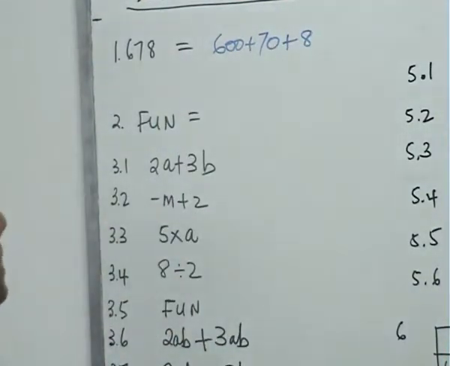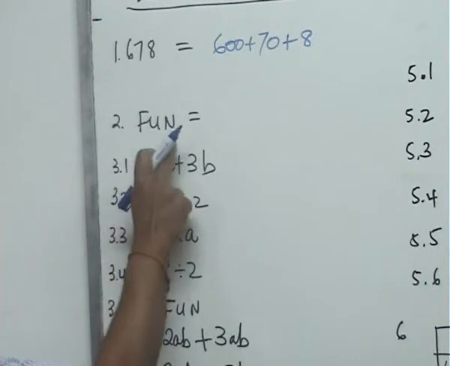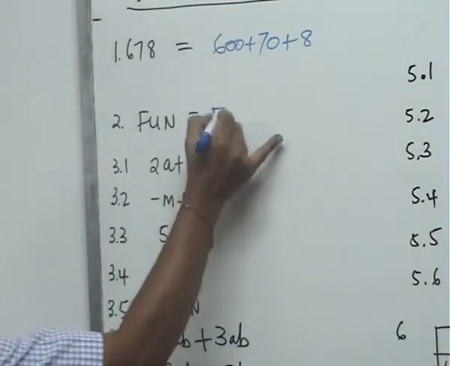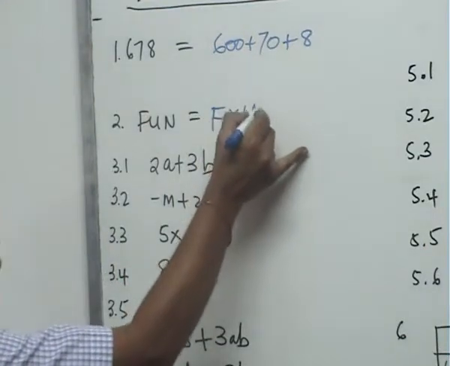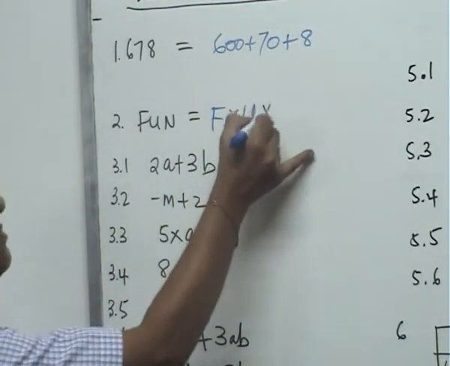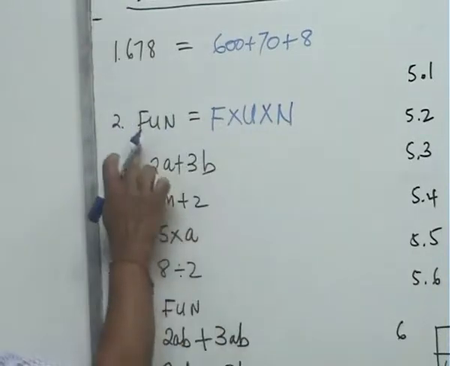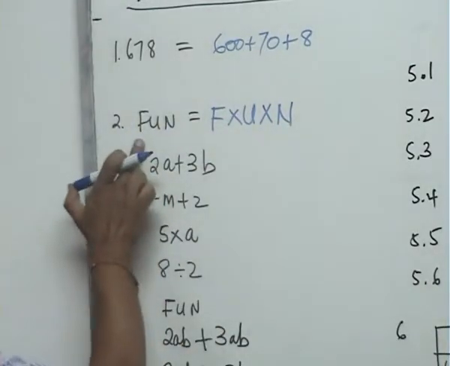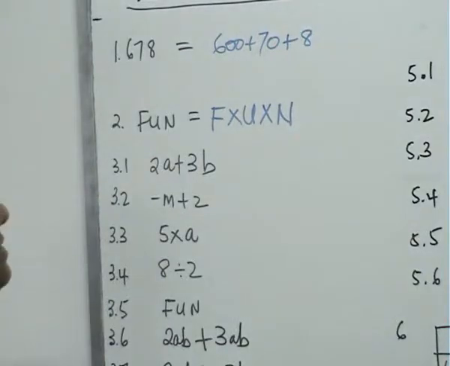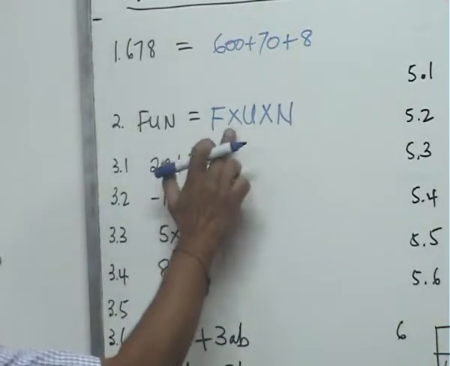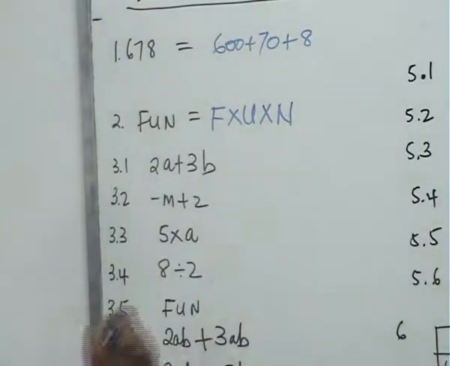Number two, F-U-N, fun. Yes, if you're doing English, it is fun. If you're doing maths, it is more fun. But this, we don't take as a word fun. It is F times U times N. Because we're doing algebra. And in algebra, if I'm given something like this, F-U-N, then it really means F times U times N.